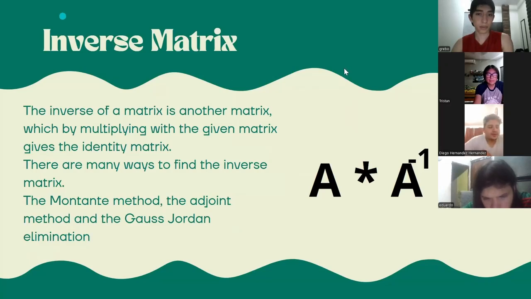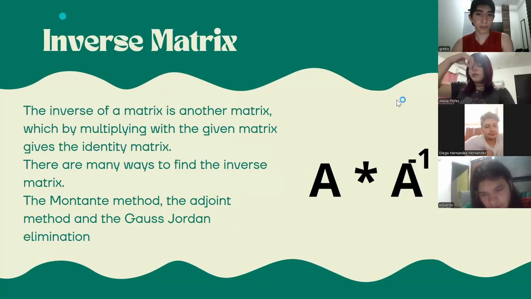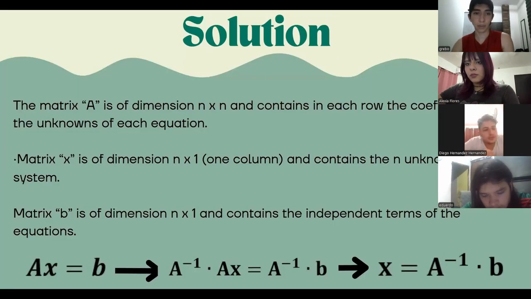The inverse of a matrix is another matrix which, when multiplied with the given matrix, gives the identity matrix. There are many ways to find the inverse matrix: the Montante method, the adjoint method, and Gauss-Jordan elimination.